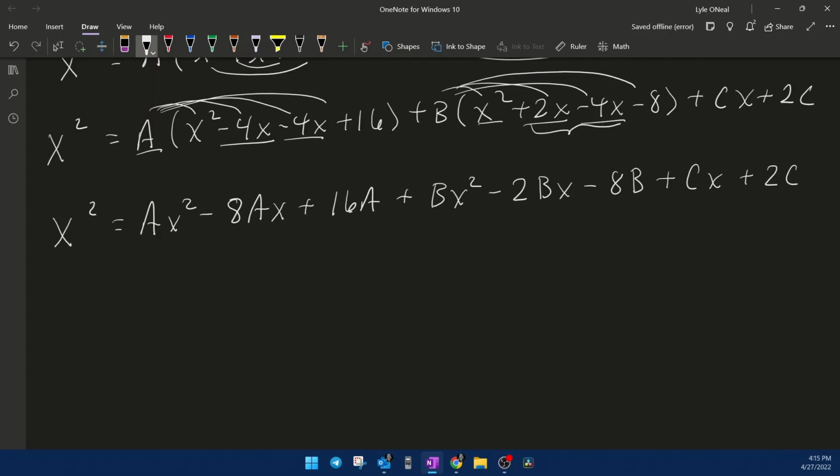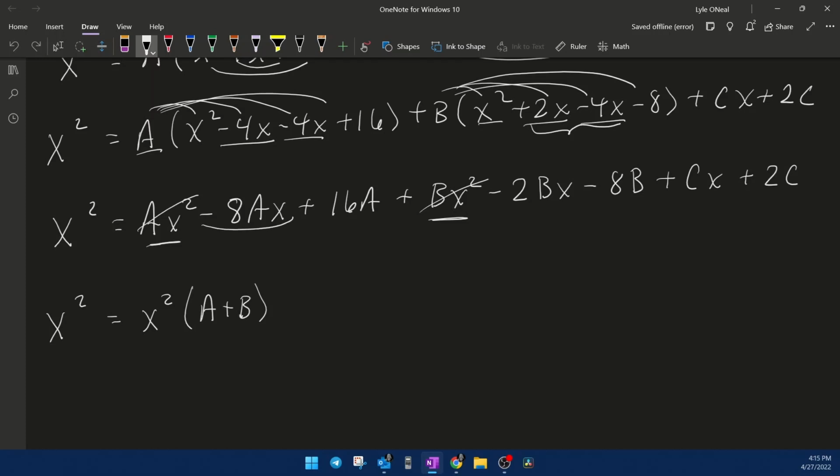Now at this point I can see that I have two x squared terms, and so what I want to do is combine those by factoring out the x squared, and that will leave me a plus b times x squared. That takes care of the squared terms.